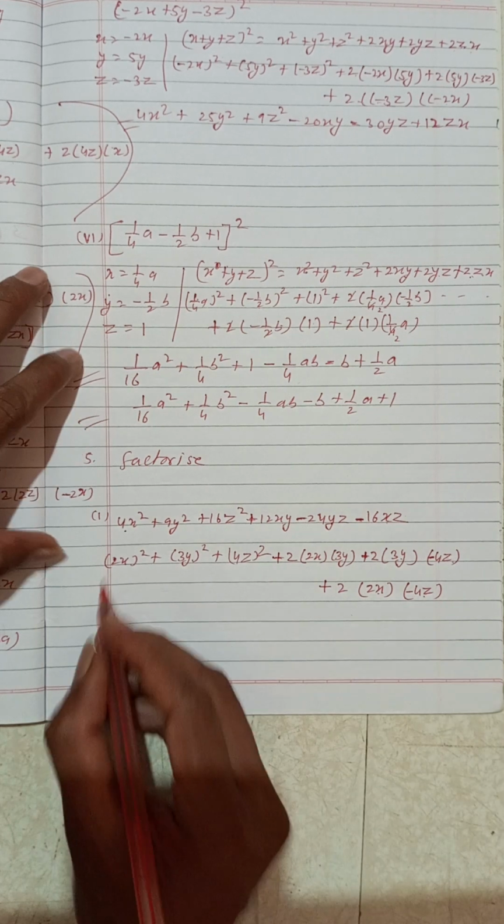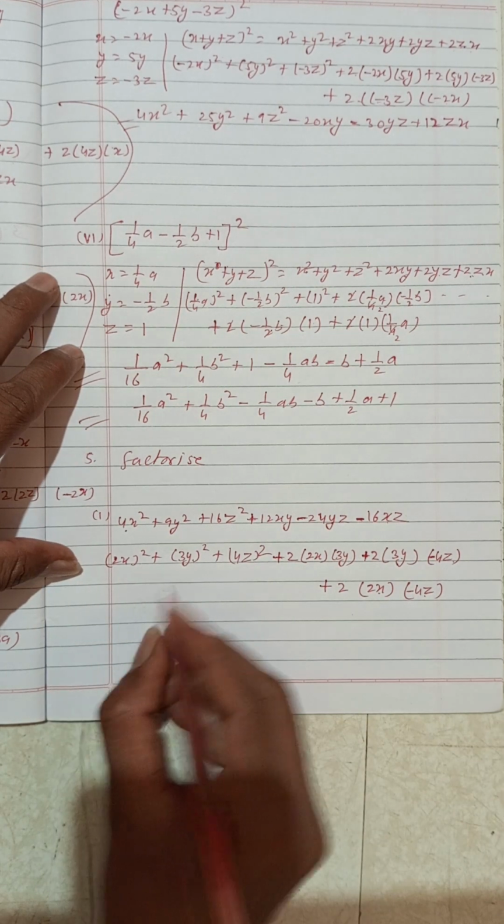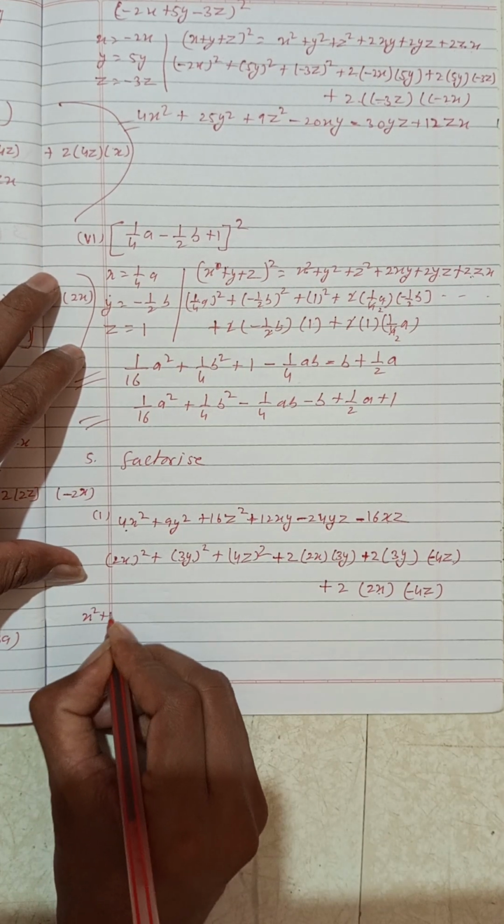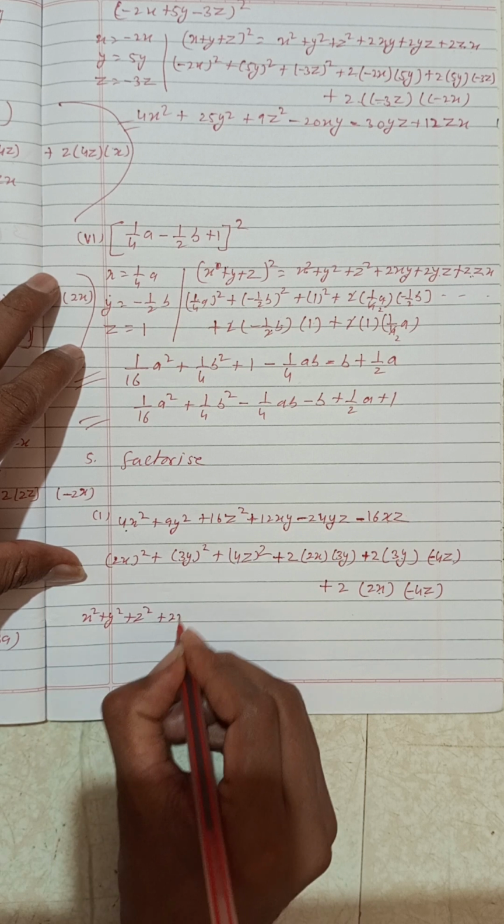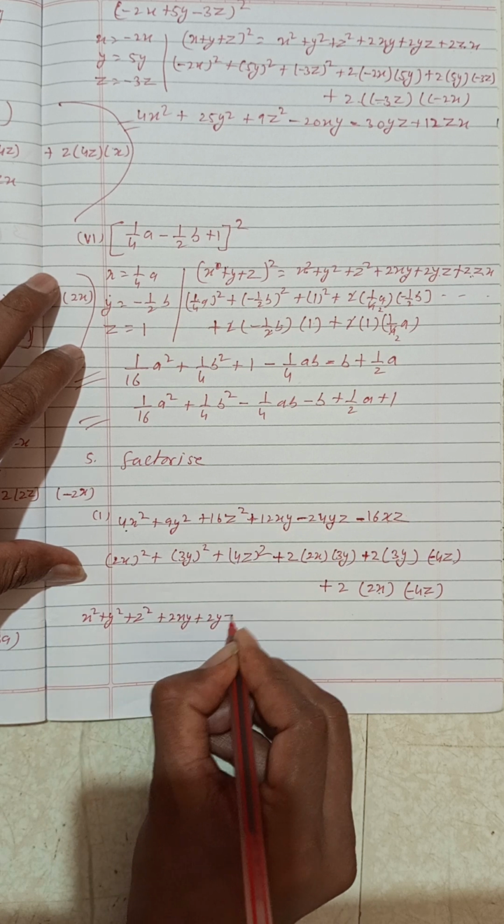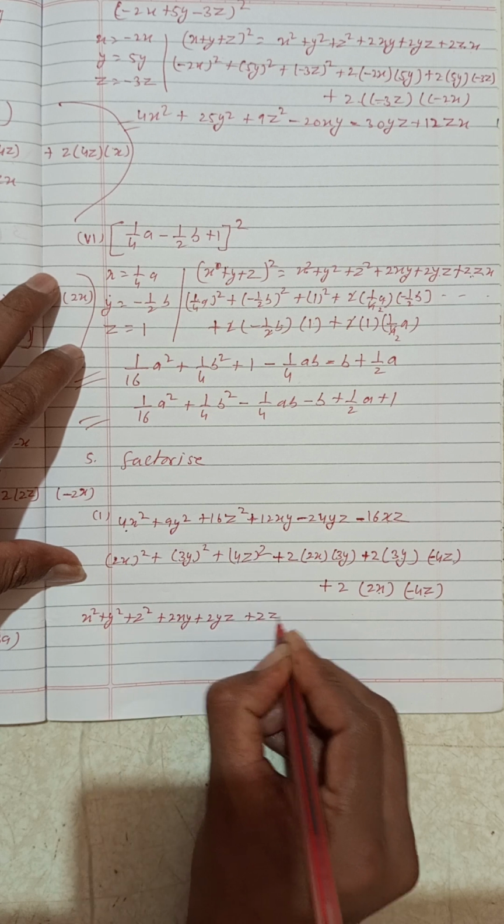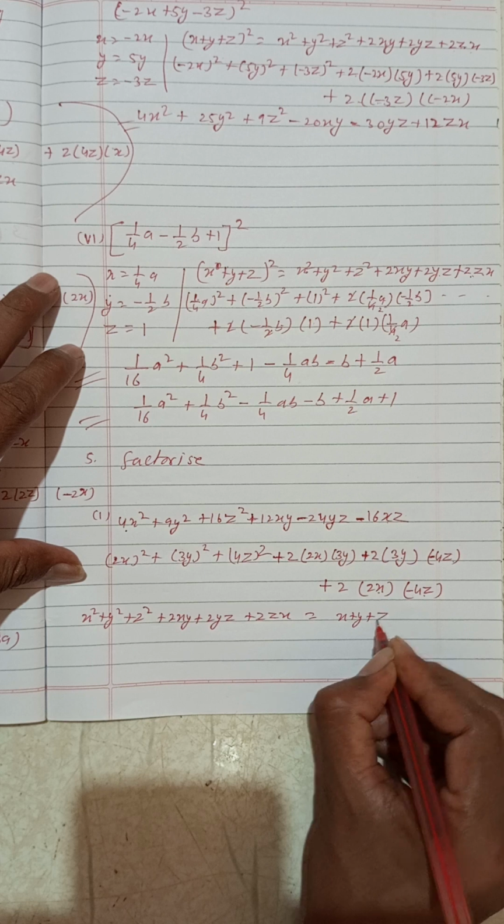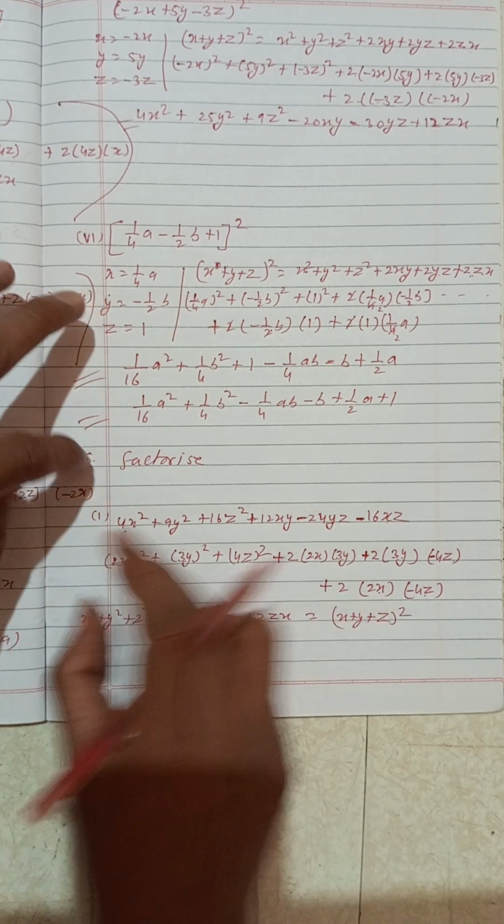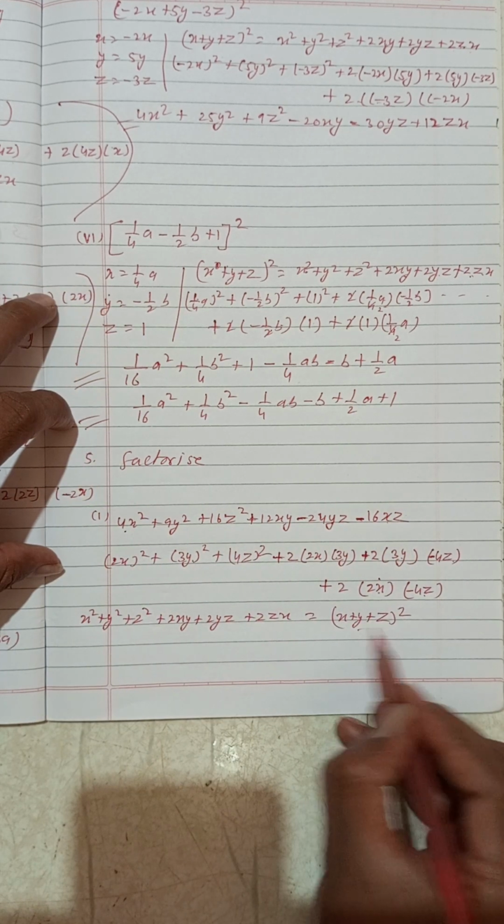Now we are writing according to the formula: x square plus y square plus z square plus 2xy plus 2yz plus 2zx is equal to what? We know it is x plus y plus z whole square. This is the big form, and now we are writing it in the short form.